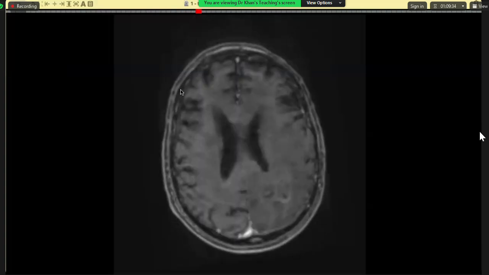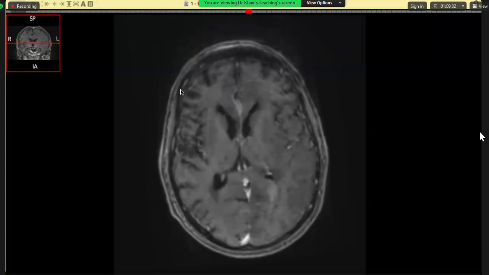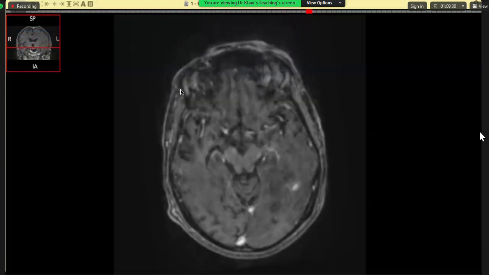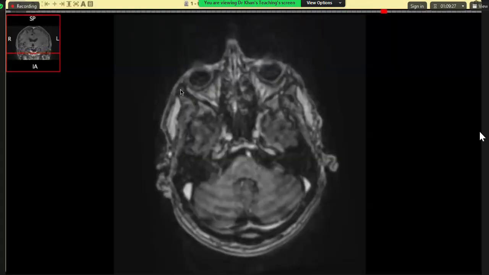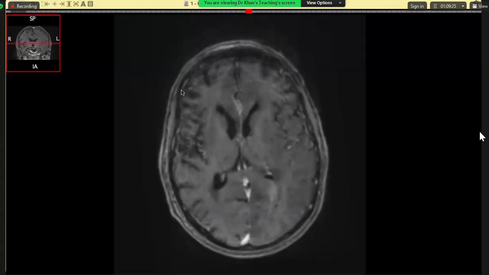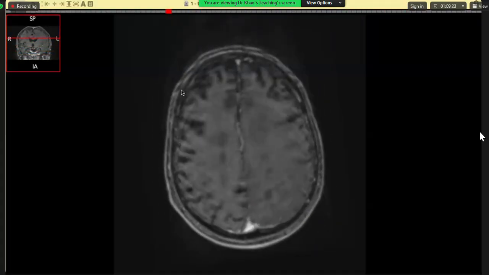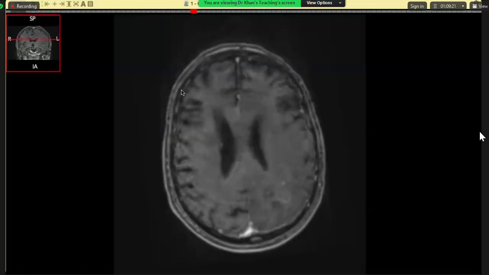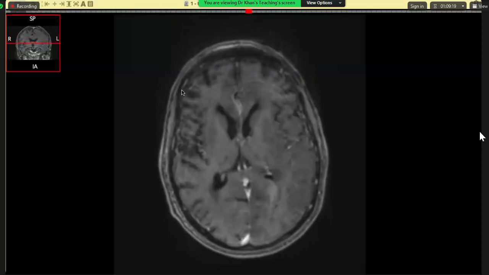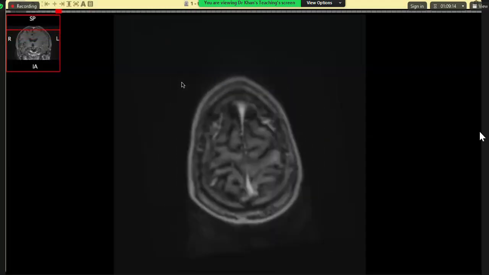What is your conclusion? I'm thinking this could be infection, could be a source of infection. Which kind of infection are we talking about? I want to know if this patient has any immune deficiency or something.